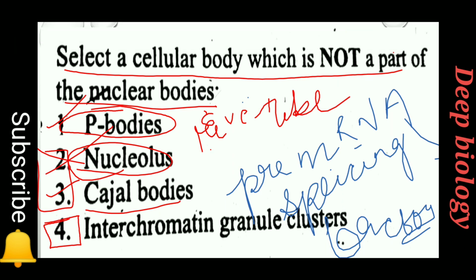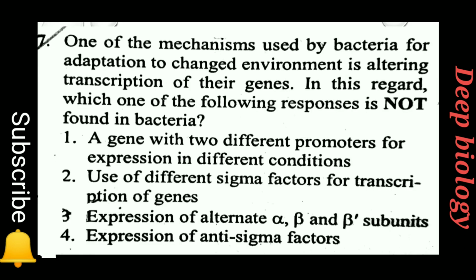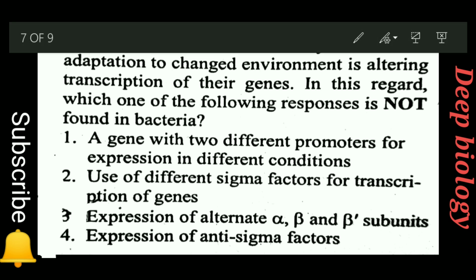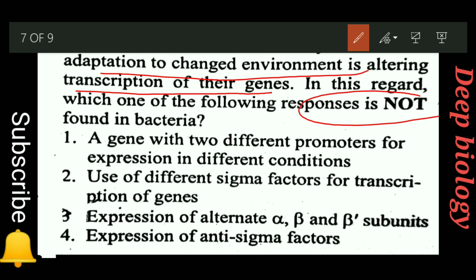Now let's move to the next question. The next question is, one of the mechanisms used by bacteria for adaptation to changed environment is altering transcription of their genes. In this regard, which one of the following is not found in the bacteria? We have to find the statement which is not found in the bacteria in respect to the alteration of transcription of their genes.